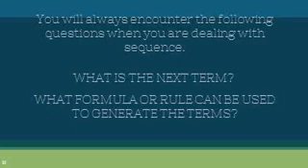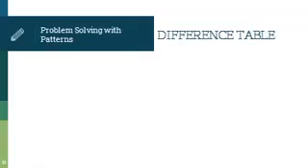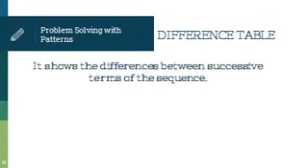Aside from getting the next term or the nth term, may chance din na ipahanap sa inyo yung rule na ginamit doon sa sequence. Okay? Meron kasi na binibigay ang rule para malaman ninyo kung ano yung nth term. Pero may kabaligtaran, binibigay ang sequence tapos hahanapin ang rule. So, para makatulong sa inyo kung paano hanapin yung rule, meron tayong difference table. It shows the difference between successive terms of the sequence.